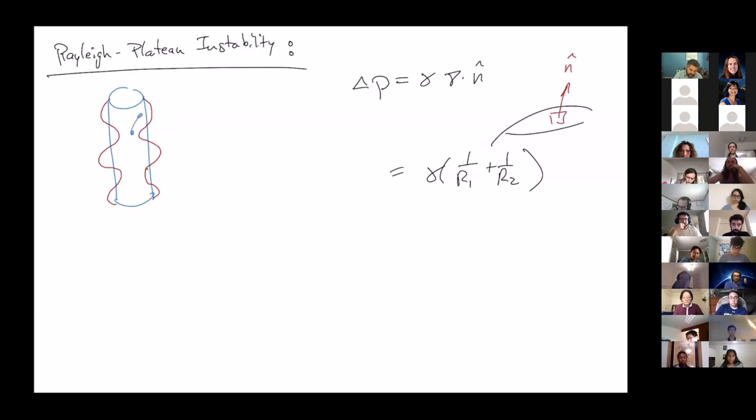And so the fluid here is going to be driven from the regions of high pressure to the regions of low pressure. And the bulges will grow and the little dips will narrow, and I will break this column of fluid up into droplets. This is why when you turn your faucet on, it doesn't stay as a cohesive column. It breaks up into droplets and things like that.